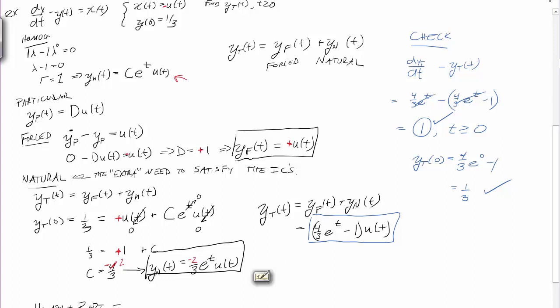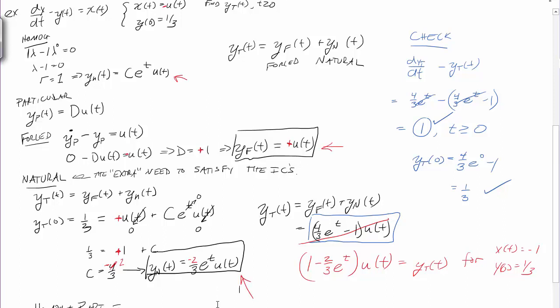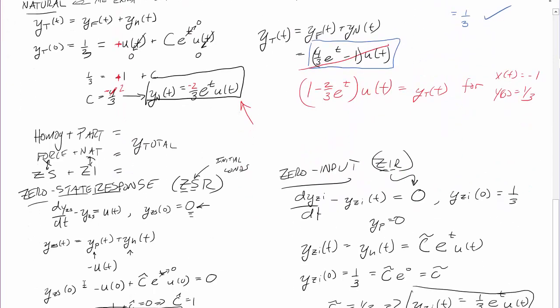So with that in hand, we can write the new total response. It will no longer be this. It'll be the positive step, 1 minus 2/3 e to the t, u of t. Okay, so this is the total response for the forcing function being a negative step and the initial condition being the same. Okay, but what I want to point out is that both the forced response changed as well as the natural response. Now, contrast that with resolving this problem with the zero state, zero input method.